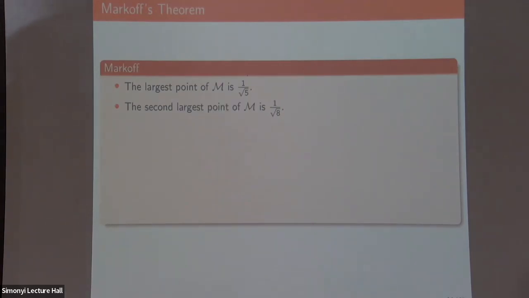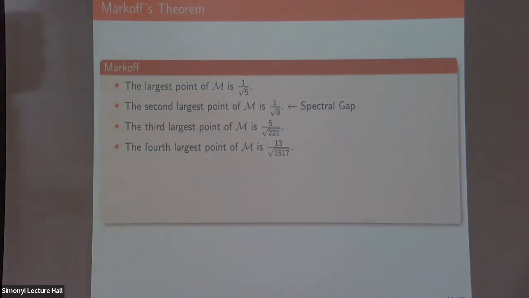And then the amazing thing is that there is a second largest point. There is a spectral gap, 1 over square root of 8. And then there is a third largest point, fourth largest point, and this keeps going.